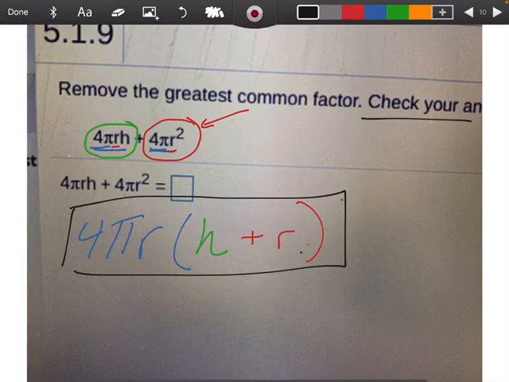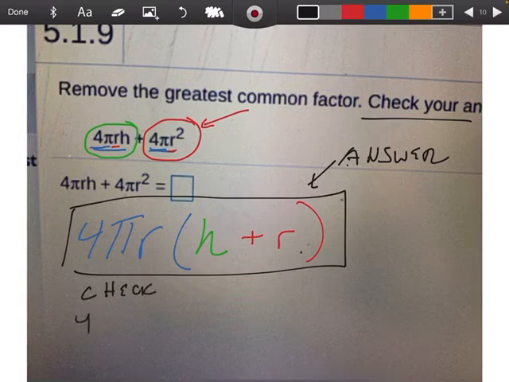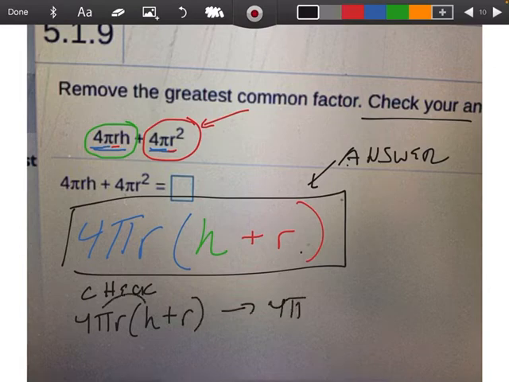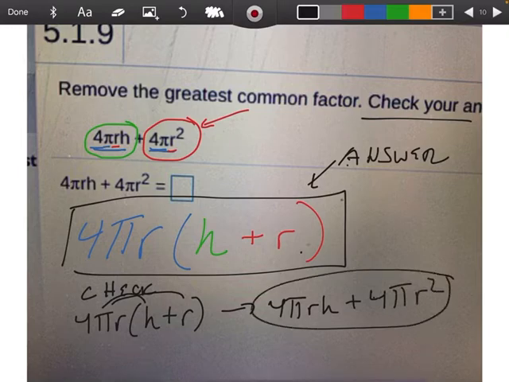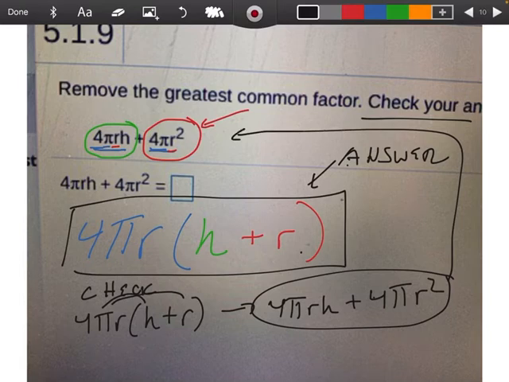Now, it also says to check your answer using multiplication, so this is just to verify that we did this right. So here's my answer. But if I was going to do the check, I'm going to take 4 pi r times h plus r, and I'm going to multiply that. So that's going to give me 4 pi r h, and when I do this again, this is going to give me 4 pi r squared, and that's exactly what we started off with, right? So that's how we can verify that we did that correctly.